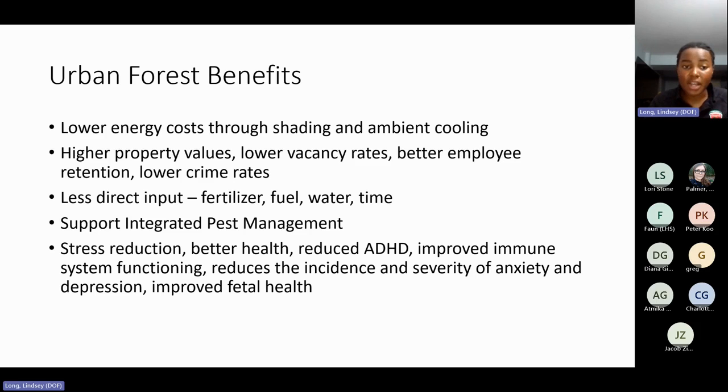So for example, it lowers energy costs through shading. If trees shade houses, then you will probably have to use less cooling in the summer. Higher property values because people like trees. So if they see an area with trees and nice greenery, they're more likely to think it's a nice place or want to live there, because who doesn't like trees?